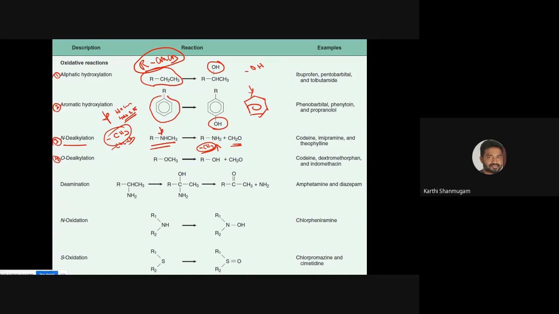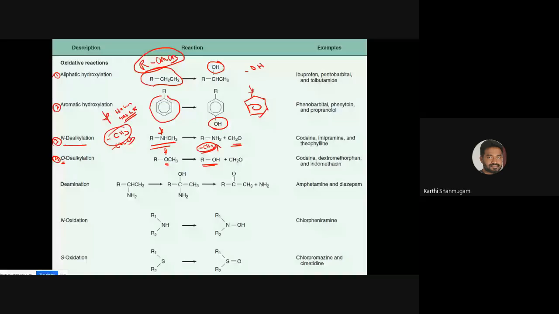The fourth common reaction is O-dealkylation. Here you can see the CH3 alkyl group is attached to O. The alkyl group is directly attached to O. After the reaction, you can see the product has ROH. There is no more CH3 attached to the parent compound. Again, we are removing the CH3 group which is attached to the O. That's why it is called O-dealkylation.